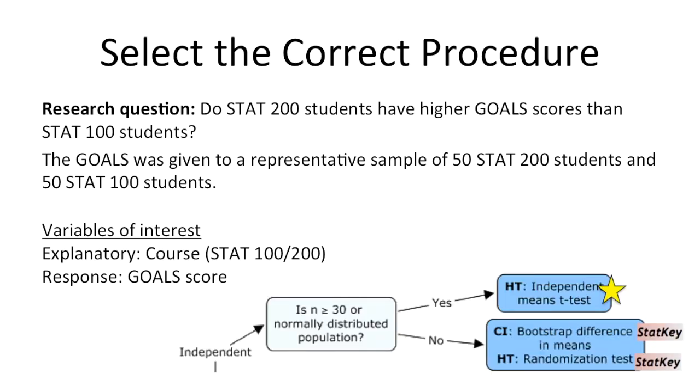So we have two independent groups. Next question we need to ask is whether or not both of the samples are at least 30. Both of our samples are 50, so we do have two large samples here. We're going to take the top branch and conduct an independent means t-test.